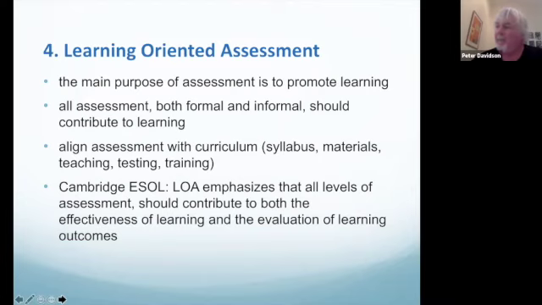Okay. Learning-oriented assessment. I would ask everybody, do you know what learning-oriented assessment is? But I'm kind of running out of time here, so I'm going to tell you what it is. Yeah, learning-oriented assessment.